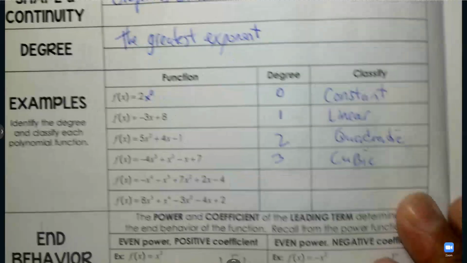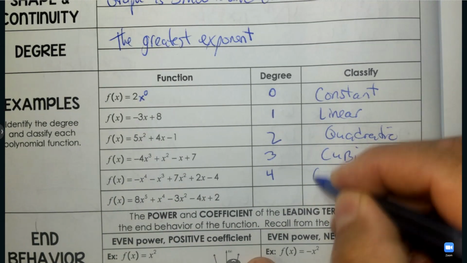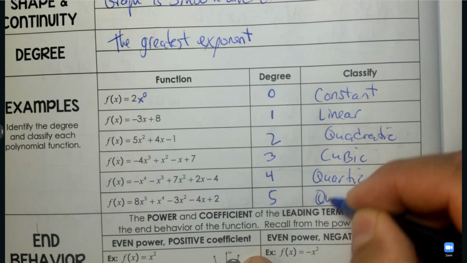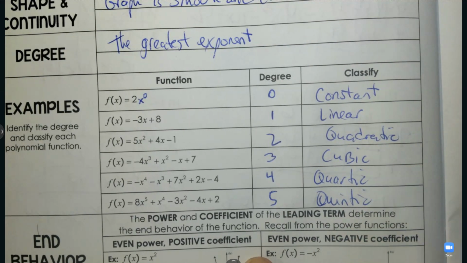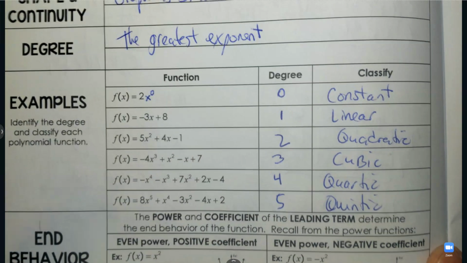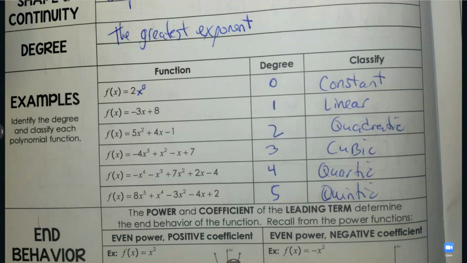These top 4 are common, and you need to know their names. The next 2 are not common, they're rare, and you don't need to know their names. If the greatest exponent is 4, we call that a quartic. If the greatest exponent is 5, we call that a quintic. Ultimately, anything greater than 3 is just going to be called a higher order polynomial. So we'll just call it a polynomial after 3.